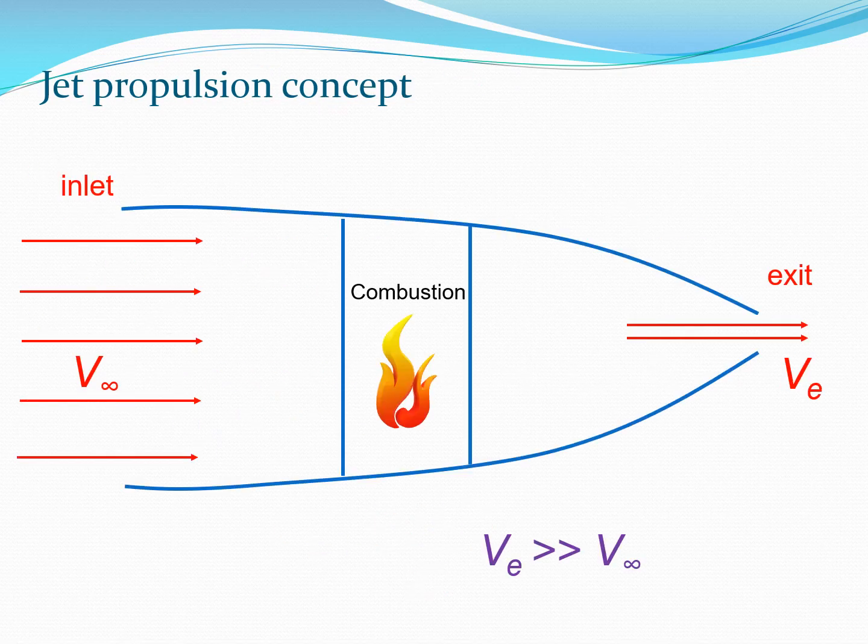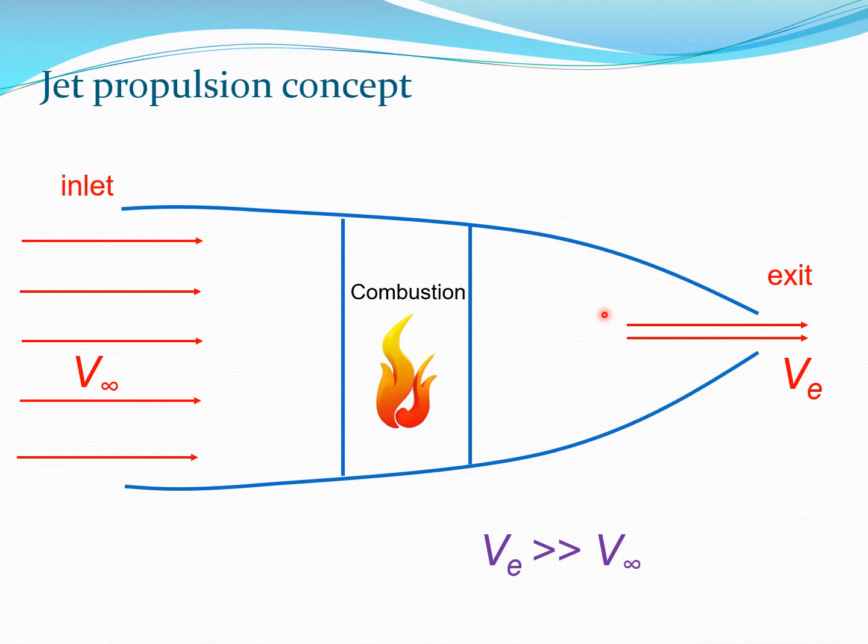Now, if you want to look at the concept of the jet engine, we'll see the concept is actually very simple. There is an inlet and there is an exit. At the inlet, you have velocity coming in. This velocity is V infinity. At the outlet or the exit, you have the velocity V subscript E.